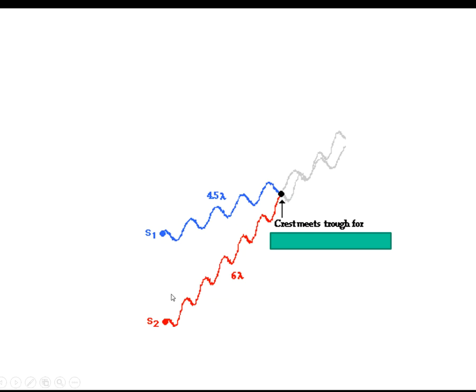What about this one? Here we have 6 wavelengths and 4.5 wavelengths. What do you think? This is going to be destructive interference. We have 1.5 wavelengths away, which is, you could say that it's not an integer number of wavelengths, but a half integer number of wavelengths away. So that would be a way to think about it. That's our condition for constructive versus destructive.